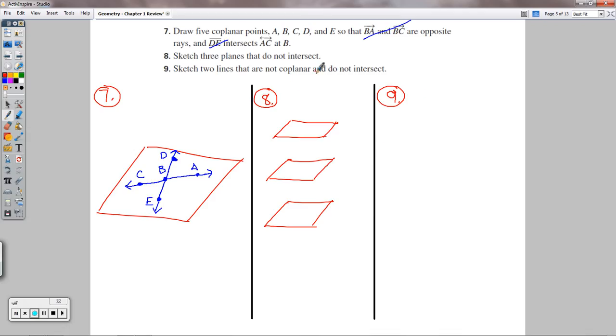Sketch 2 lines that are not coplanar and do not intersect. So 2 lines that are not on the same plane and do not intersect. So I could draw something like this. Let's try that again. It's still pretty bad. Straight line, straight line, straight line. Pretend that's a straight line. Okay, so this is the definition of skew lines again. We saw that in this chapter, but skew lines, they are not on the same plane. They don't intersect. So it's like if this was a tightrope.